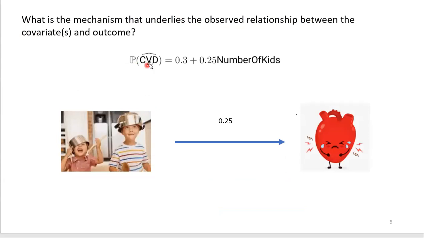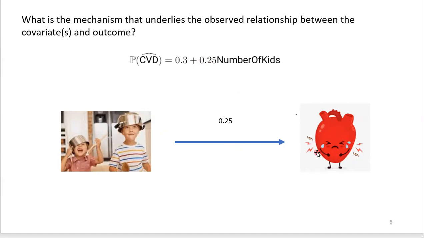So we have the probability of a cardiovascular disease. A simple linear regression model is some function of the number of kids parents have. And so the question is, is this a cause and effect kind of interpretation? In other words, do we have a direct link between the number of kids here and the chance of a heart attack?